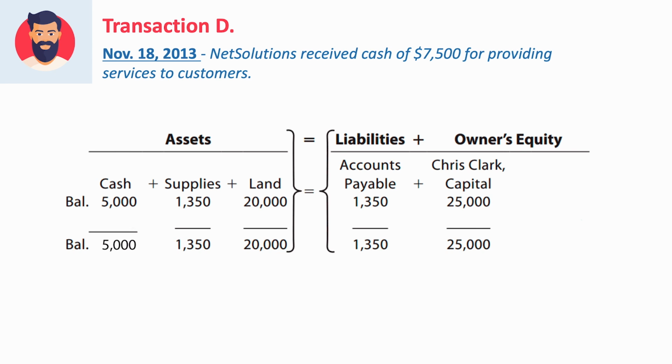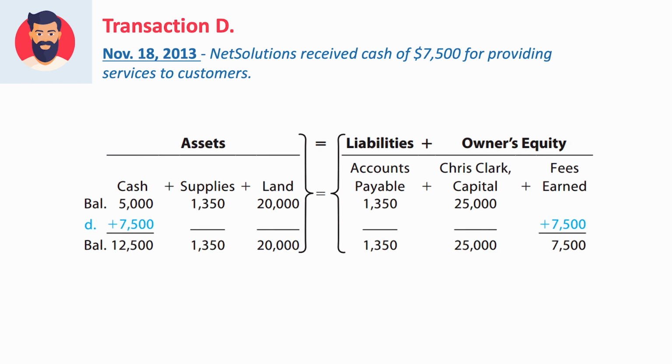The effect of this transaction is to increase cash by $7,500. The revenues of $7,500 are recorded in a fees earned column to the right of Chris Clark, Capital.